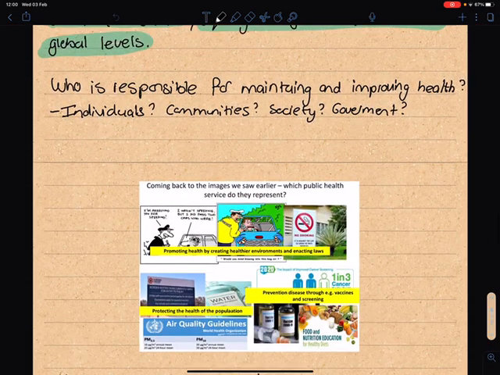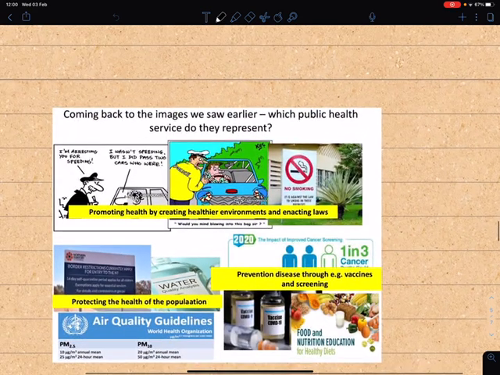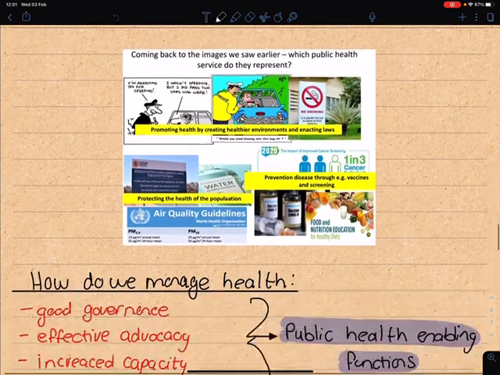So who is responsible for maintaining and improving health? Is it individuals, communities, societies, or government? It's actually all of the above. It's multidisciplinary. If you come back to this picture, you'll see that the sweet carbon and no smoking is promoting health by creating healthier environments, the water and areas are for protecting health, and the vaccines and information are for prevention of disease.